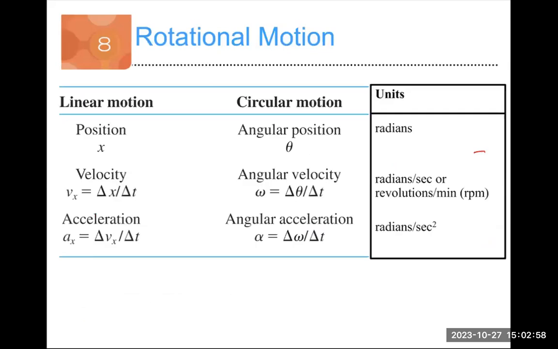So what I've done is put together this little chart for you where we have linear motion, circular motion, and the units for the circular motion. So here we have, instead of using x as a position, we're now going to be using theta. Our velocity is now going to be omega, and that's going to be delta theta over delta t. And those new units we're going to use are radians per second or revolutions per minute that we typically abbreviate RPM. Our acceleration is going to be denoted by the symbol alpha, and alpha is going to be delta omega over delta t. And those units are radians per second squared.